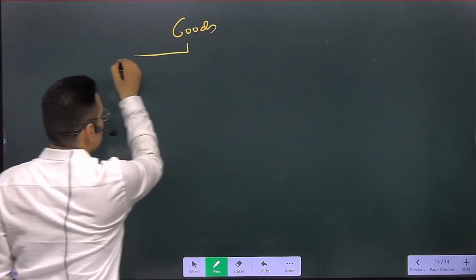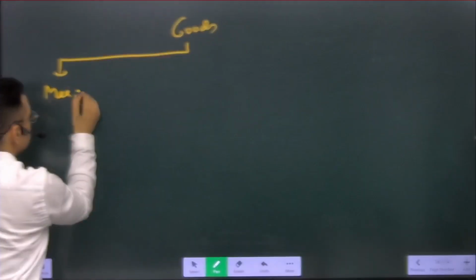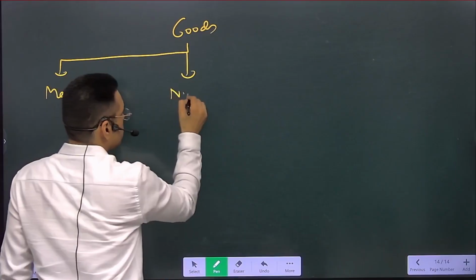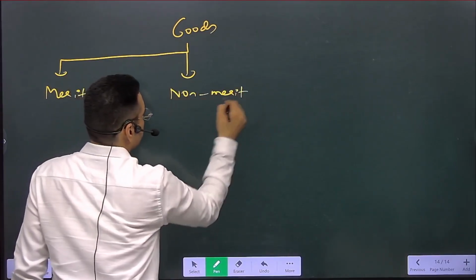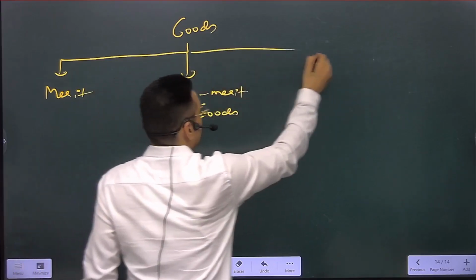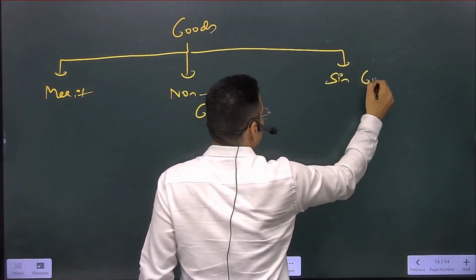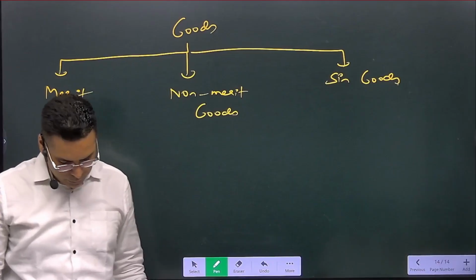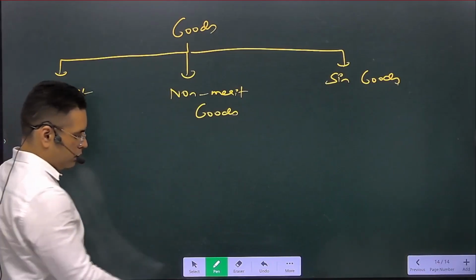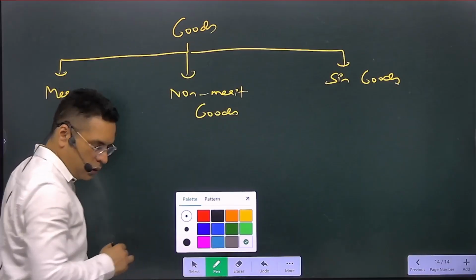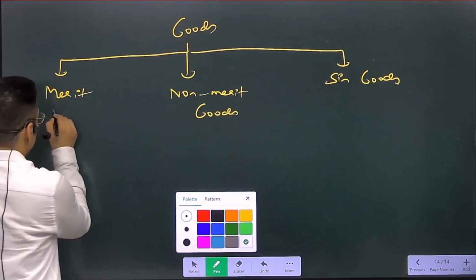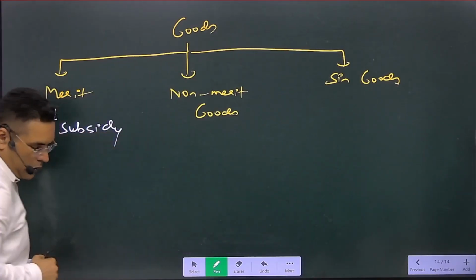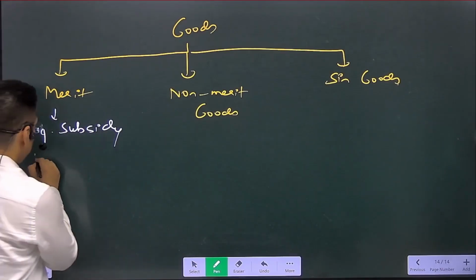So goods का एक और क्लासिफिकेशन है, merit goods, then non-merit goods, and sin goods. ठीक है बेटा? So merit good is based on, example, subsidy. Okay? So you should be worthy of subsidy.